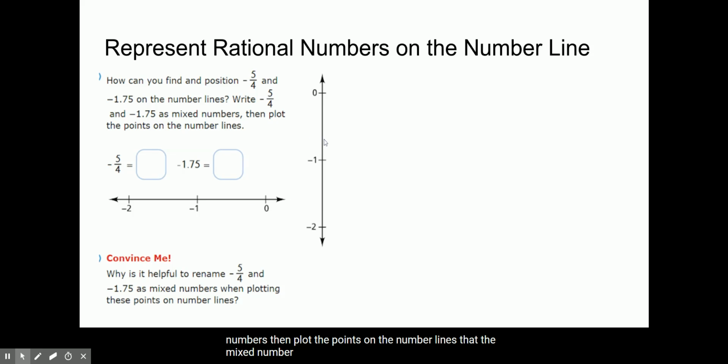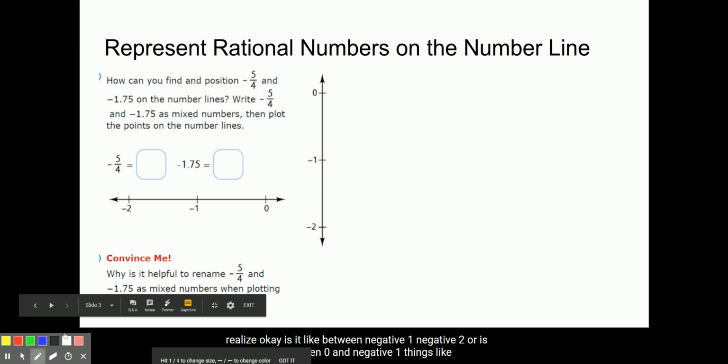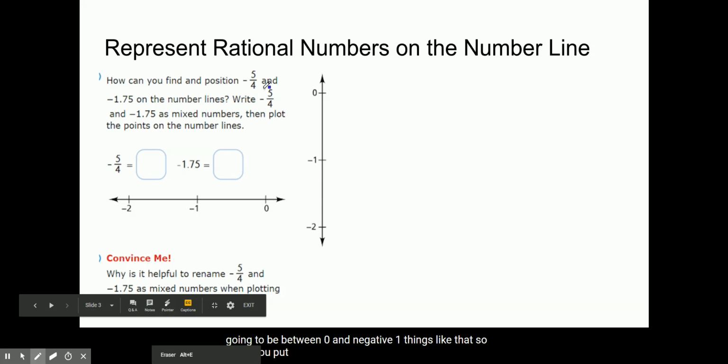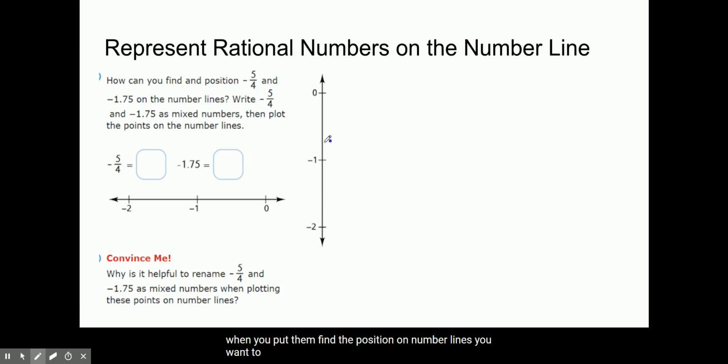The mixed number reason is because it helps you realize, okay, is it between -1 and -2, or is it going to be between 0 and -1? Things like that. So when you find the position on number lines, you want to look at the number. -1 and 75 hundredths is going to be somewhere in here between -1 and -2. And 5/4 is going to be greater than it. So 5/4 itself, just the positive value here, would be greater than 1, which means it's less than -1.